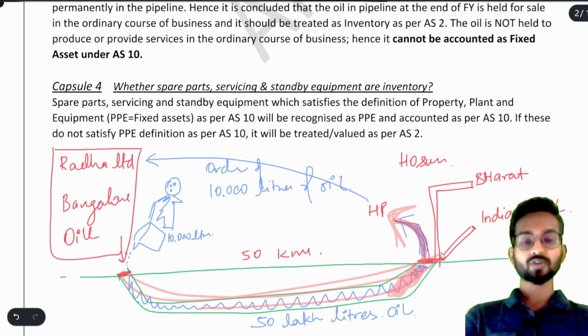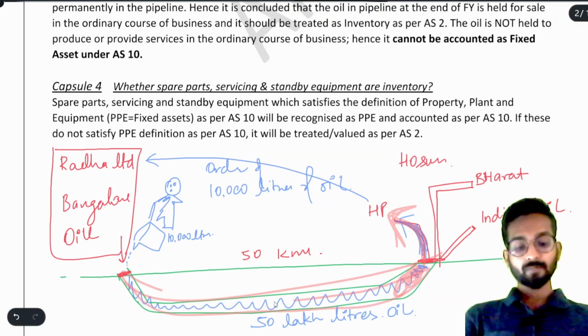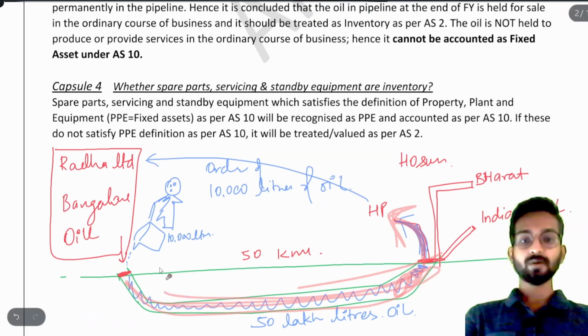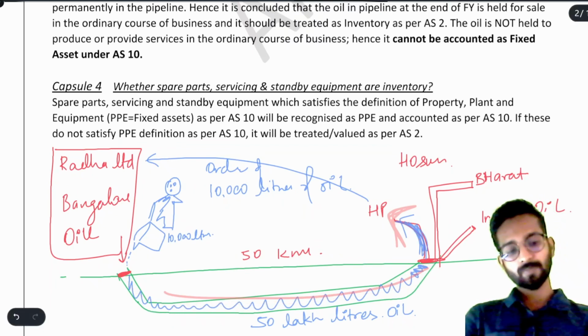This is how the business of petroleum is run, okay. That this much petrol will always be in the pipeline only. You cannot say that we don't want that. You cannot supply petrol only, you cannot supply oil. This much should always be in your pipeline, okay.